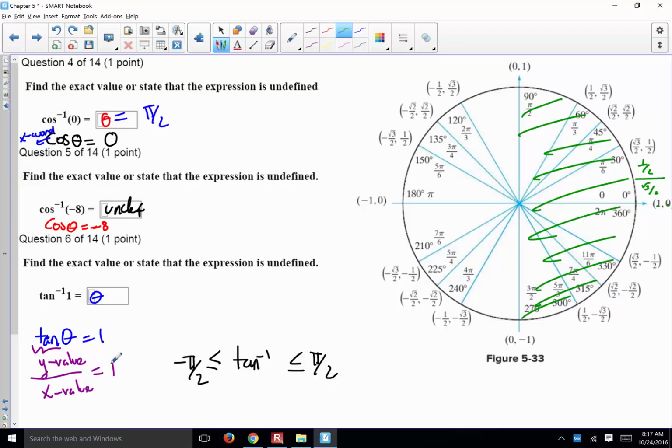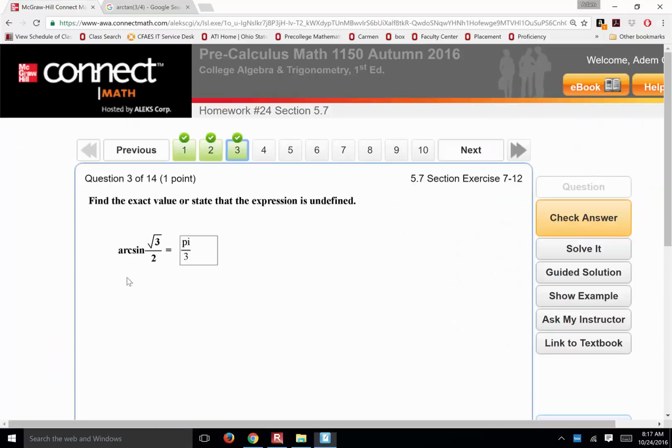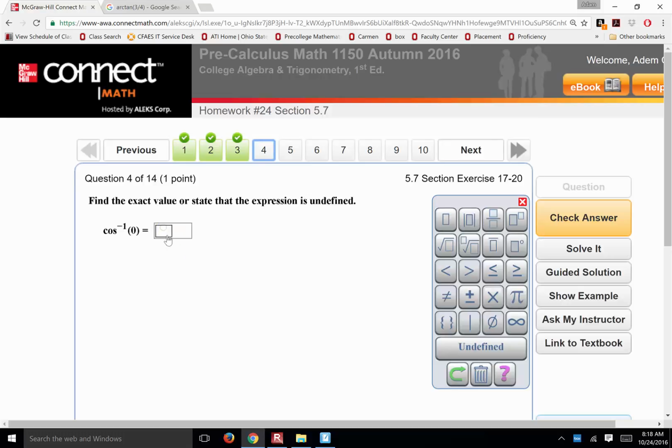Which one? Pi over 4. It's this one, look. Y over x, tangent pi over 4 is 1. Or you could just say this from the table if you know the table of tangent values. Make sense? This is pi over 4. Again, I know it's very tempting to use a calculator here. Don't. Alright? So the answer here was pi over 2.